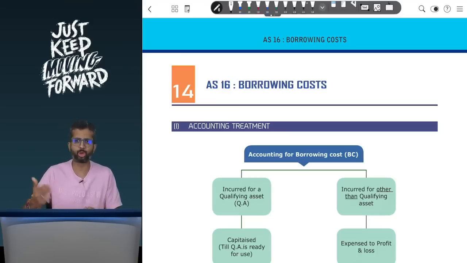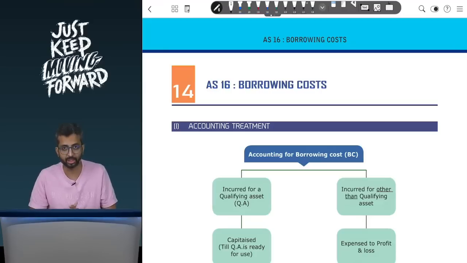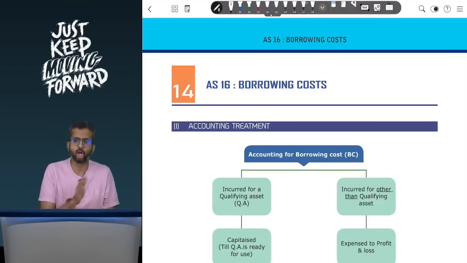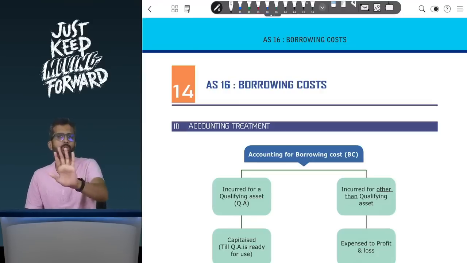But what do you do with the borrowing cost? Well, it is a cost which has to go to the P&L. Usually yes. However, if the borrowing cost is incurred for something called a qualifying asset. Again, what is a qualifying asset? A qualifying asset is an asset which necessarily, ordinarily takes a substantial period of time to be ready for its intended use.